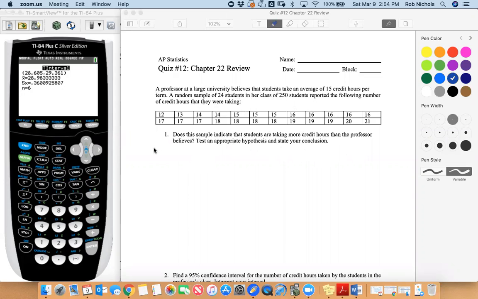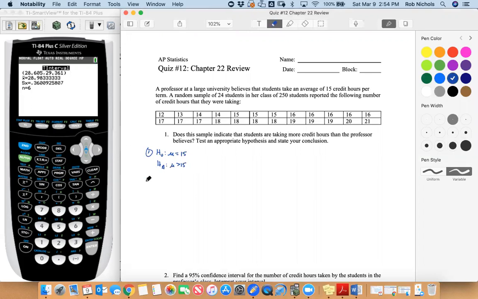All right, step one, we're going to write our hypothesis. I think my null hypothesis is going to be that the average credit hours is 15. We are testing what the professor believes. Our alternate hypothesis is that students are taking more, so mu is greater than 15.